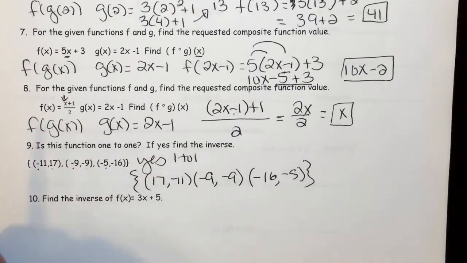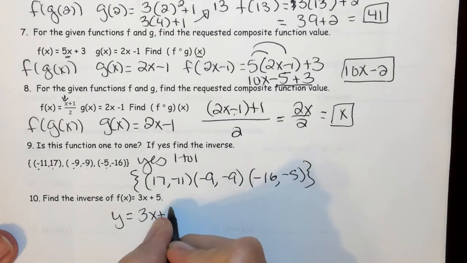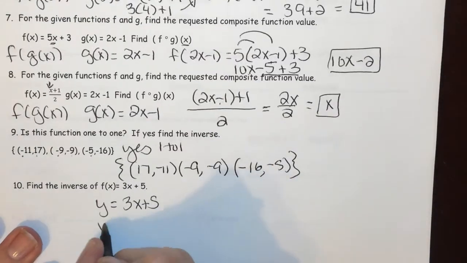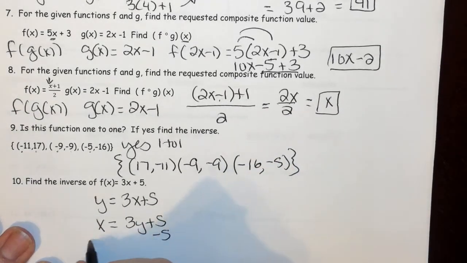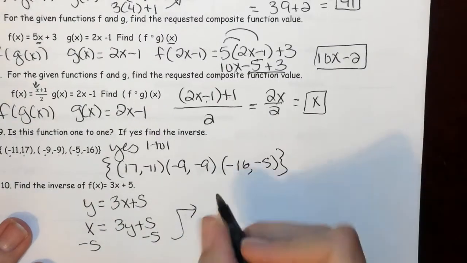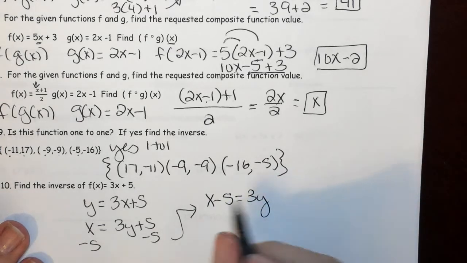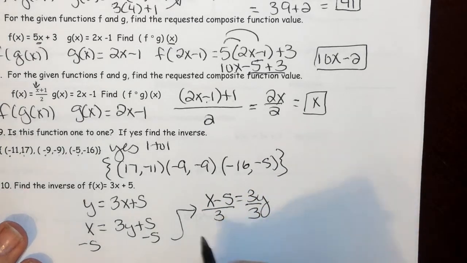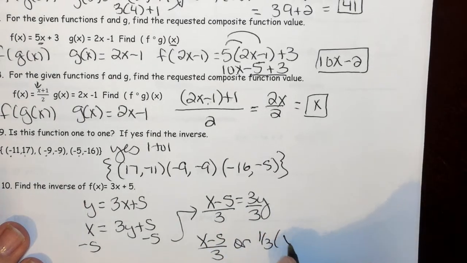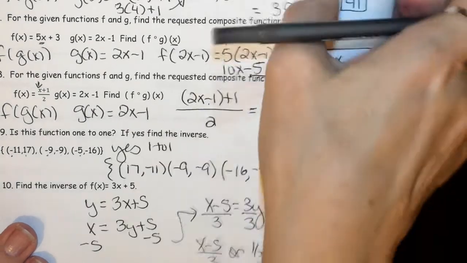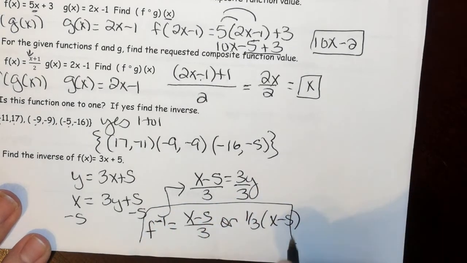The last problem wanted me to find the inverse. To find the inverse, our first step is to change the f of x to y equals. Step 2 is to switch your x's and y's. Then we're going to solve for y. I'm going to subtract 5 from both sides. And I'm going to get x minus 5 equals 3y. That says 3 times y. So to get y by itself, we're going to divide. So I have x minus 5 over 3, or 1/3 x minus 5. And don't forget to put your fancy inverse sign. So either one of those equations would be correct.